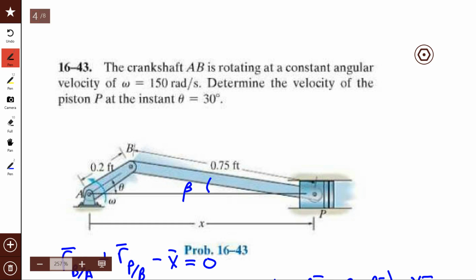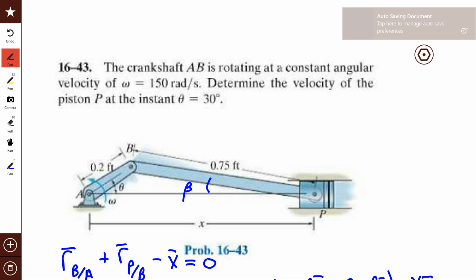Here we go. Crankshaft AB is rotating at a constant angular velocity of omega. Determine the velocity of the piston P at the instant theta equals 30 degrees. Okay. Do I need a free body diagram? Why not? Nope. Started out wrong. Why not? I mean, you may have already done this, right? You say, well, I already did that.